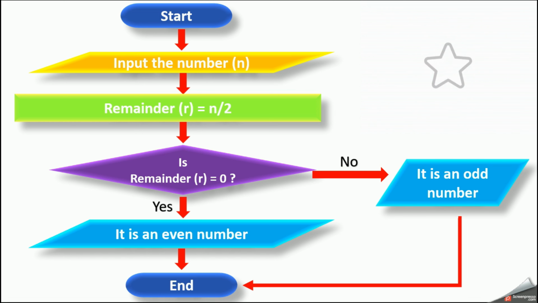So here see, this flowchart comes under selection structure. Next week we will be learning problems related to repetition structure flowcharts.